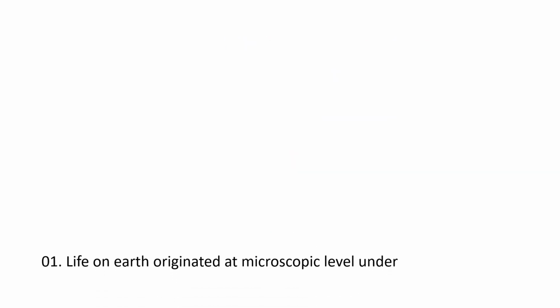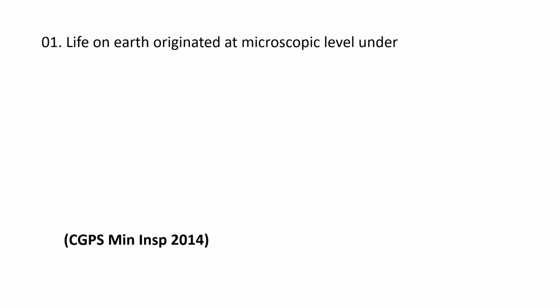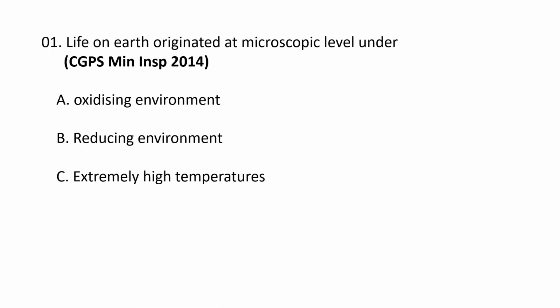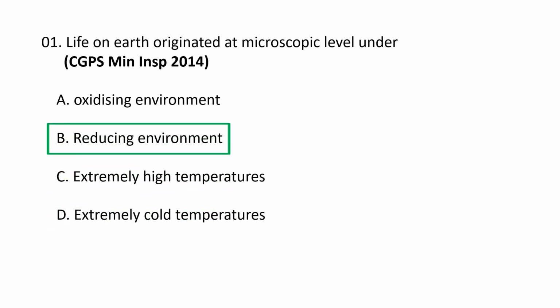Coming to the first question. Life on the earth originated at microscopic level under A. Oxidizing environment, B. Reducing environment, C. Extremely high temperatures, D. Extremely cold temperatures. Life on the earth has originated at microscopic level under reducing environment.